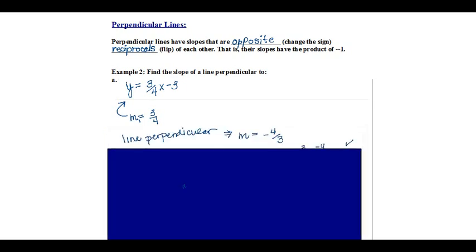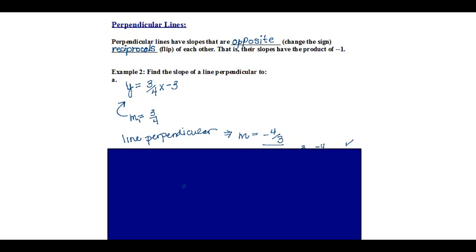And then if we're taking a line perpendicular, we need the opposite and the reciprocal. So notice we had a positive 3/4. It's now becoming negative. And then we're also taking the reciprocal, or flipping our fraction, so 3/4 becomes 4/3. So the opposite reciprocal of 3/4 is -4/3.